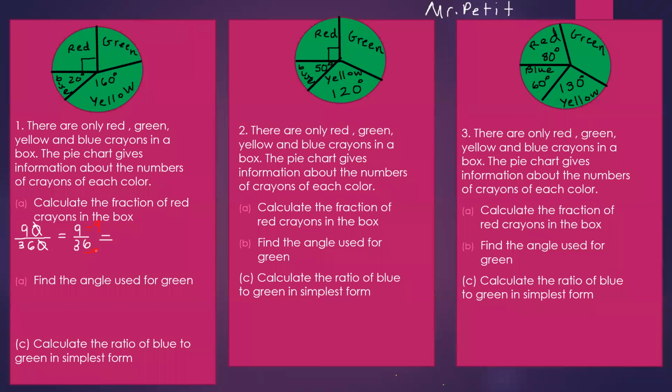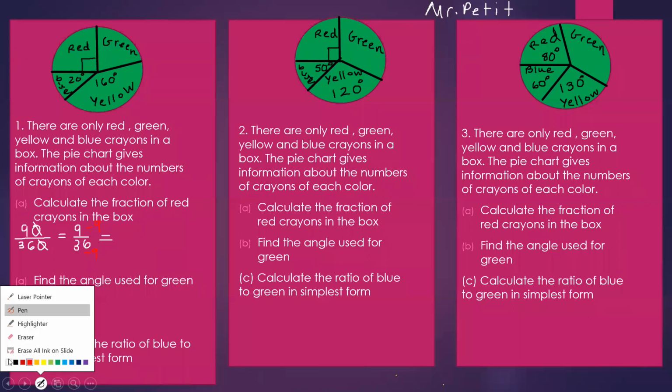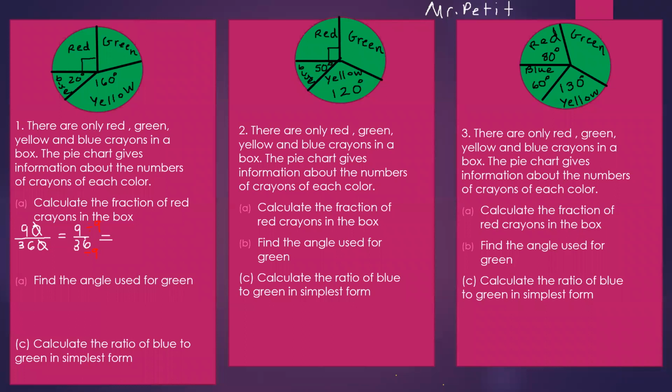All right, Mr. Petit, you understand my 9 now? I was just about to say that. Okay, so 9 divided by 9 is going to be 1, and this is going to be 1/4. So the first one is 1/4. Now, the angle used for green, how are we going to do that? Green is going to be equal to 360 minus 90 plus 20 plus 160.